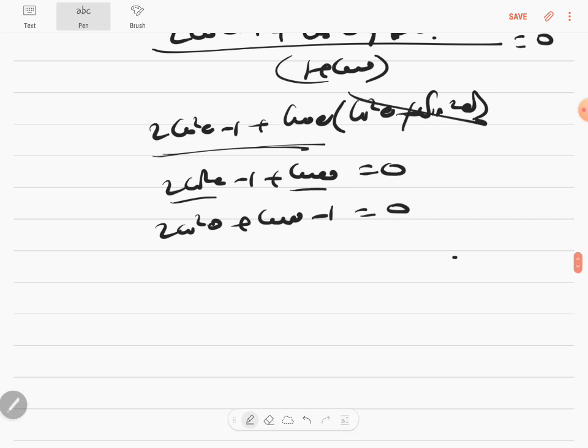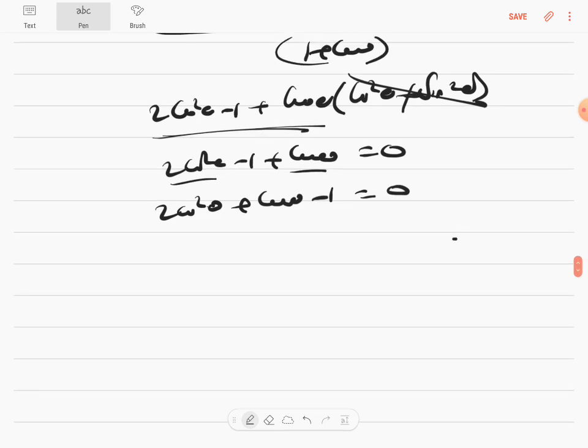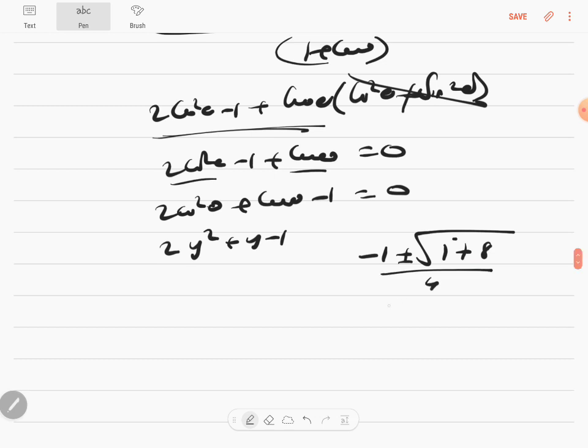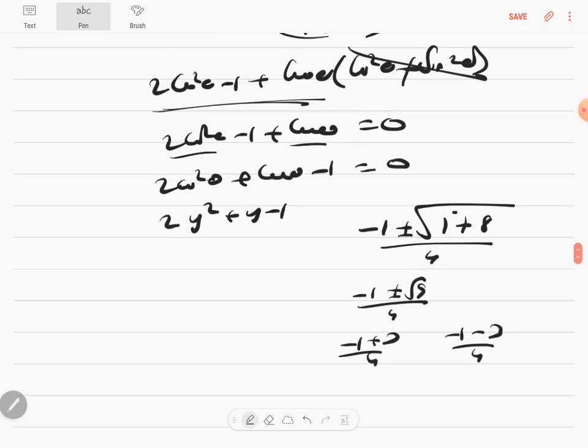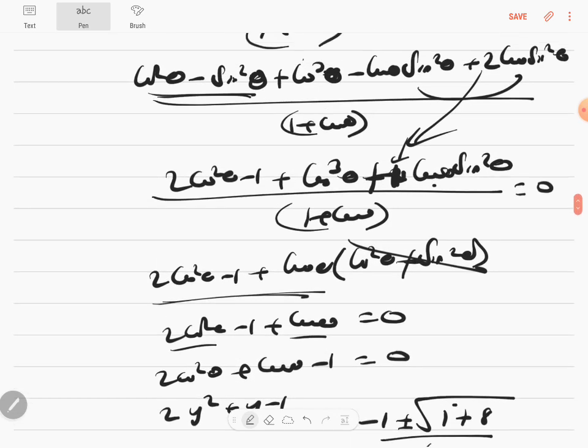Isn't this like a quadratic equation? I don't know, I just have to solve. According to me, this is the only way I can solve for cos theta. So if you treat it as 2y square plus y minus 1, y equals minus b plus or minus root of b square minus 4ac by 2a, which is minus 1 plus or minus root 9 by 4, so minus 1 plus 3 by 4, or minus 1 minus 3 by 4. So it's 2 by 4 which is 1 by 2, or minus 4 by 4 which is minus 1. Cos theta is not equal to minus 1 because this happens at pi, but we cannot have a triangle then. So cos theta is equal to 1 by 2 is possible, and that happens when theta is equal to 60. Thus you find that the angle between them is 60 degrees.